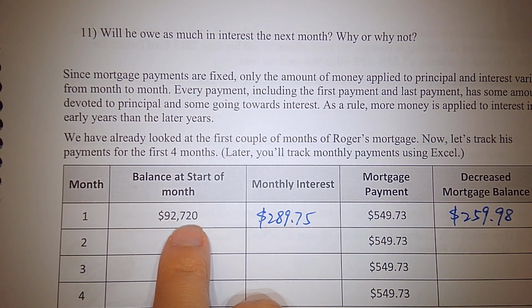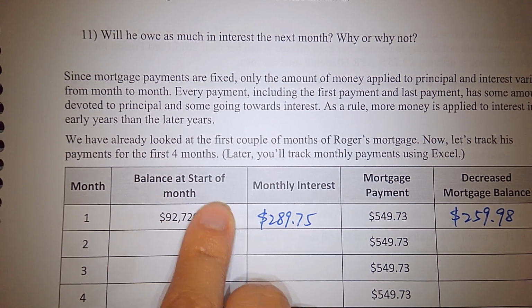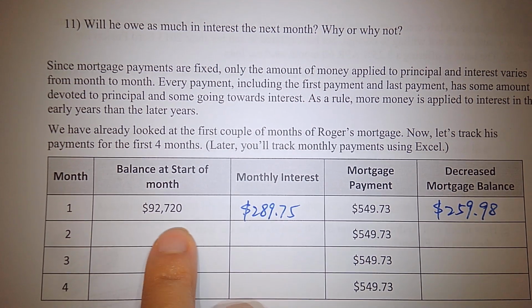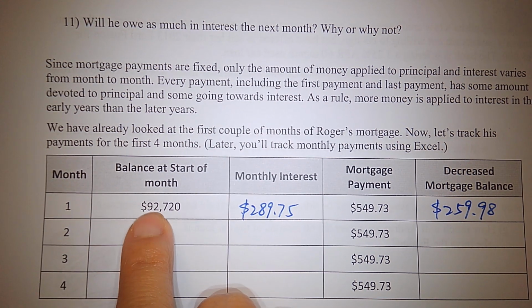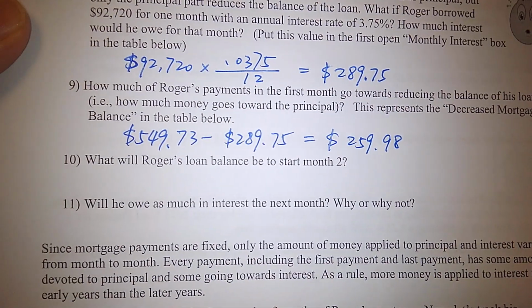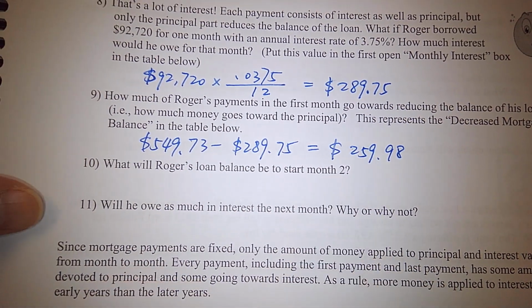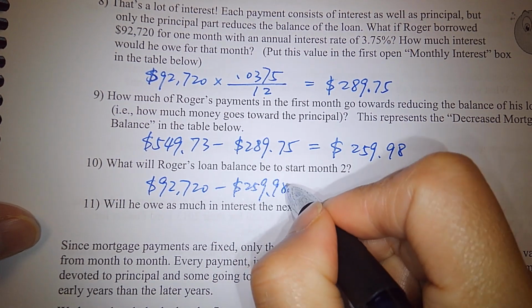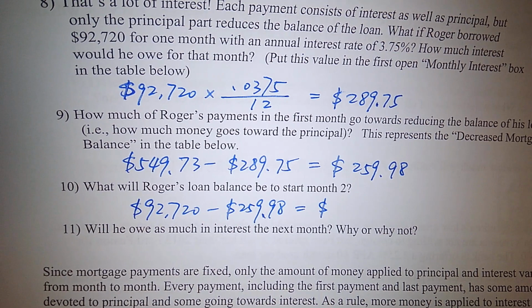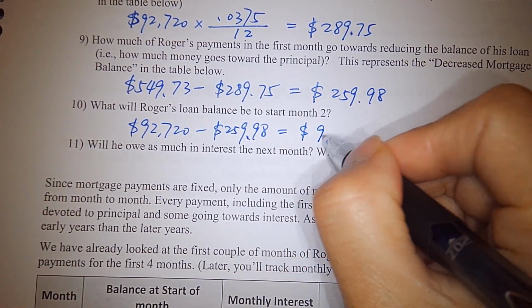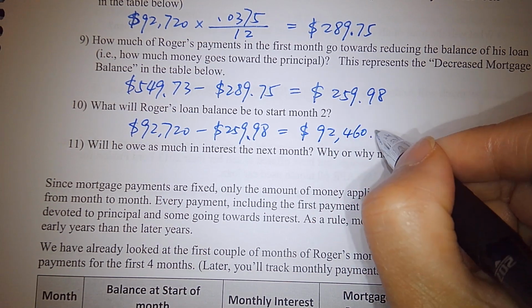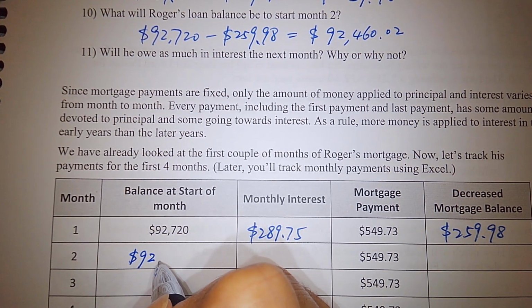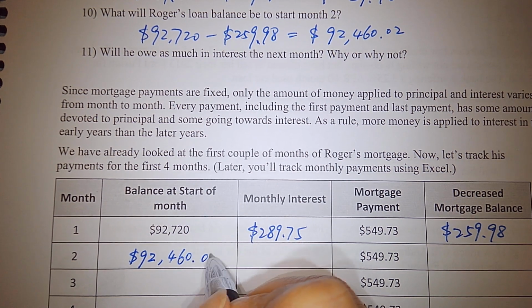Previously, before we paid the mortgage, this was our balance of the mortgage. Now this amount goes towards reducing the mortgage. So what will be the beginning balance for us in the second month? This amount minus this amount. So what will Roger's loan balance be in month 2? 92,720 minus 259.98. Can you please tell me what that is? 92,460.02, right? So the beginning balance for the second month is 92,460.02.